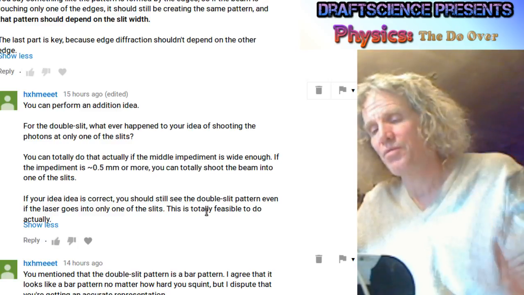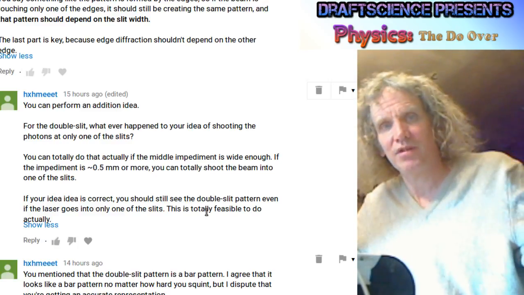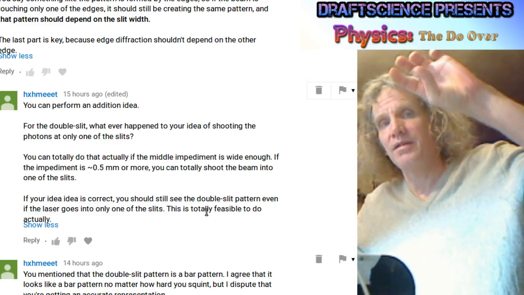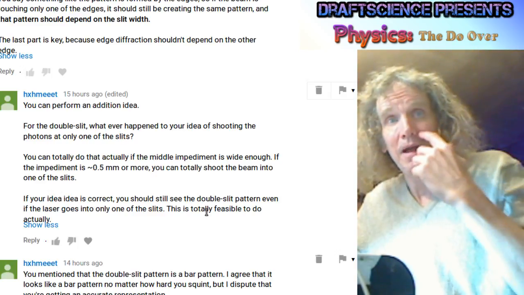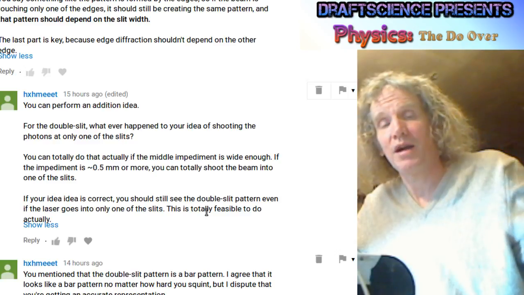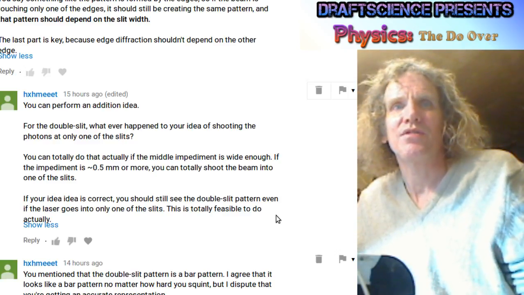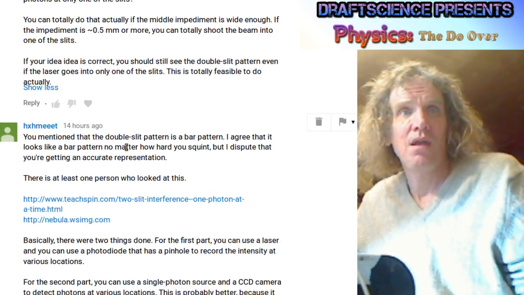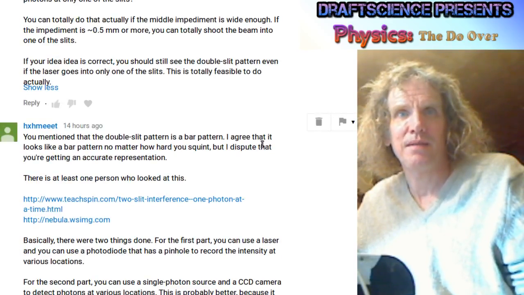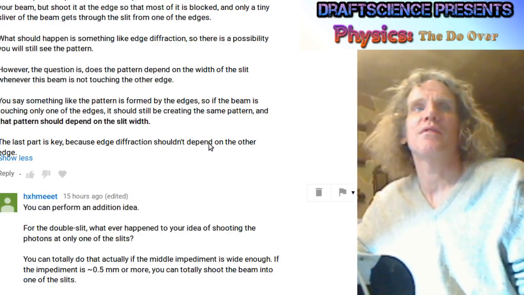Well, again, you can't see the full pattern if the two patterns are in part superimposed on each other, so they're different, but when you put them on top of each other, they'll have the more complex appearance. This is totally feasible to do, actually. Well, we'll see. You mentioned that the double slit pattern is a bar pattern. I agree that it looks like a bar pattern. Okay, yes, we already did that. So I guess we're done.